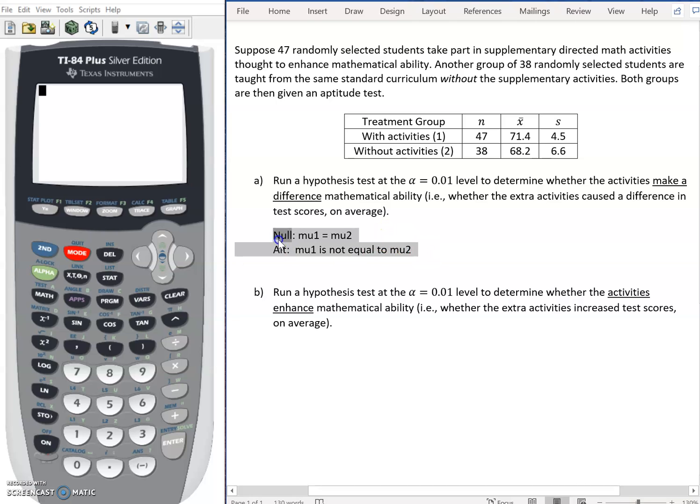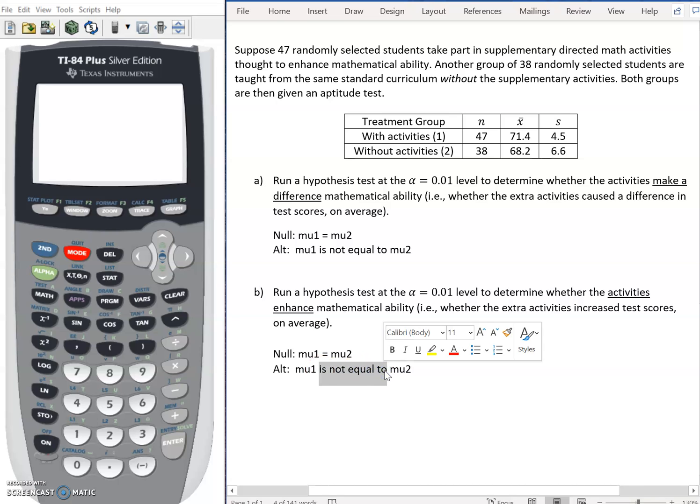In the second case, the case that we're looking at down here, we have a slightly different alternative hypothesis. The null is still the same, but now we're not just looking for some kind of difference. We're looking for a very specific difference, which is that the average for group 1, the group with activities, is larger than that for group 2. So it starts off the same, but it's not exactly so.